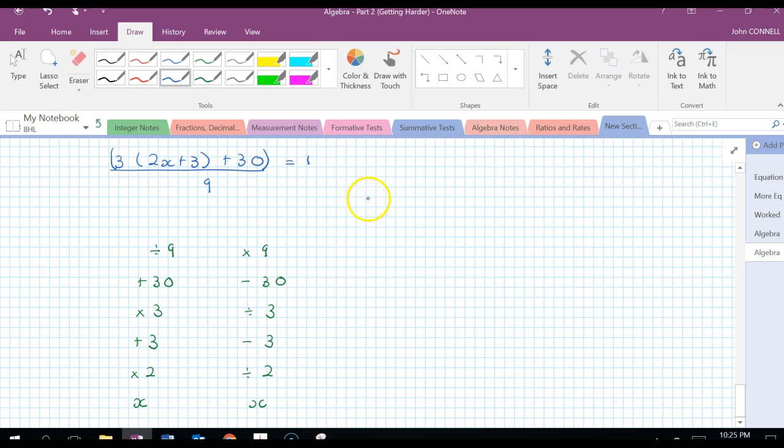Alright, this is going to take a little while, but we can get there. So 3 outside of (2x plus 3) plus 30 all over 9 is equal to 1. So brackets around the top line. First thing we do is we multiply by 9. Times 9 there and there. So I don't need the brackets around the top line anymore because I got rid of the denominator. So it's just 3 outside of (2x plus 3) plus 30 is equal to 9, and we're going to take 30 from both sides. So the 30s are going to cancel there, and it's going to be 3 outside of (2x plus 3) is equal to minus 21.